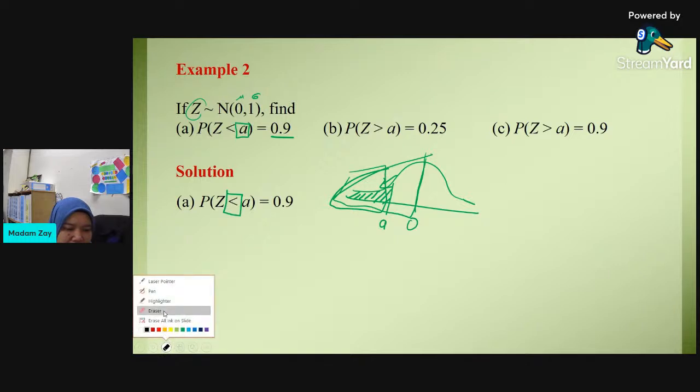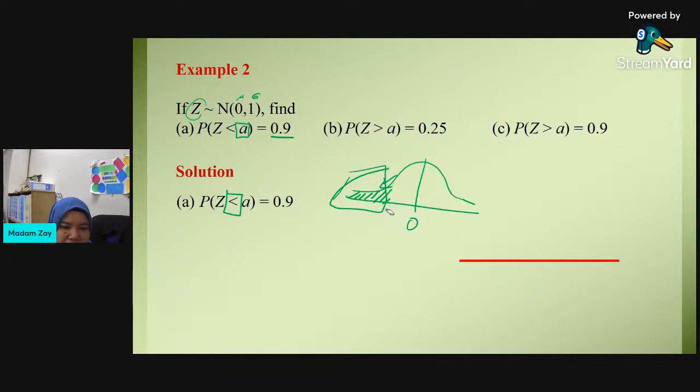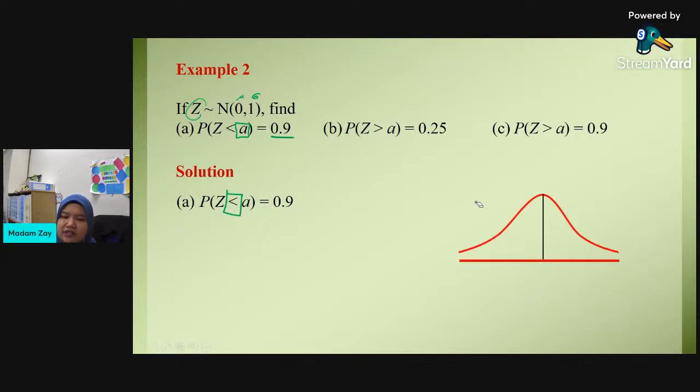Maksudnya A mesti di belah kanan. So, ini graf ni salah. Okay. Maksudnya nilai A tu kita salah label lah sebenarnya. So, nilai A patutnya berada di belah kanan. So, kalau di belah kanan, kita tengok A di belah kanan. So, kawasan di belah kiri A. Sebab Z less than A kan. Z kurang daripada A. So, dia sepatutnya di belah kiri A. So, kita lorekkan yang ni. So, logik tak area yang kita lorek ni sama 0.9? Barulah logik sebab dia lebih daripada 0.5. Kalau tadi tu kita letak belah kiri, area di belah kiri A tu akan jadi kecil daripada 0.5. So, tak logik.